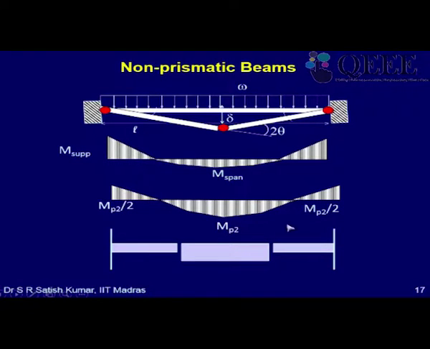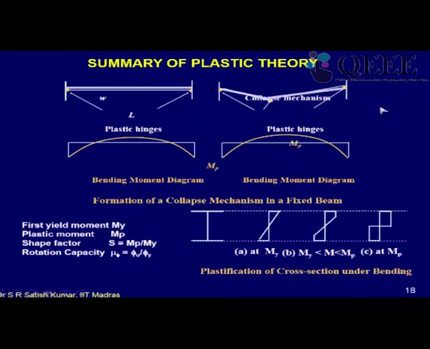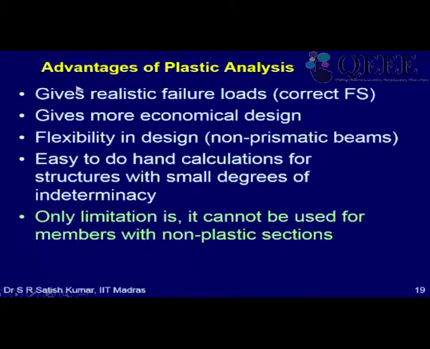So plastic analysis will help you design non-prismatic beams quickly, and even indeterminate beams, and then you can get a very economical solution. You can also think of alternative tapered beam solutions. That is another option. I keep this as MP 2/2 and I gradually increase it from that to this value, keep it constant, again I gradually decrease it. So I can do it that way also. That is another possibility that I have. So this is the summary of plastic theory.